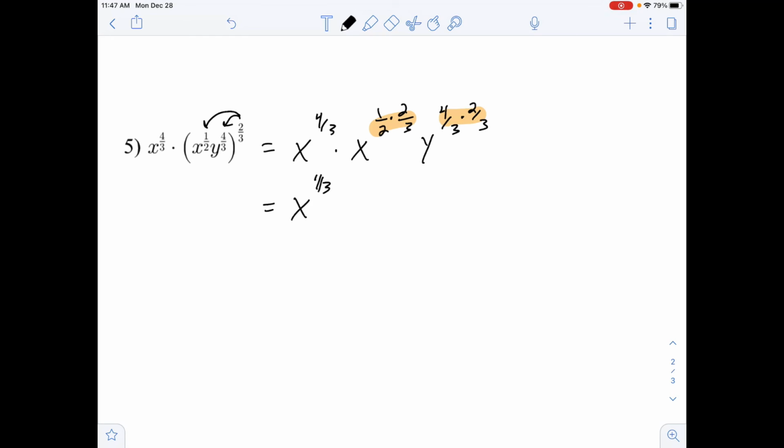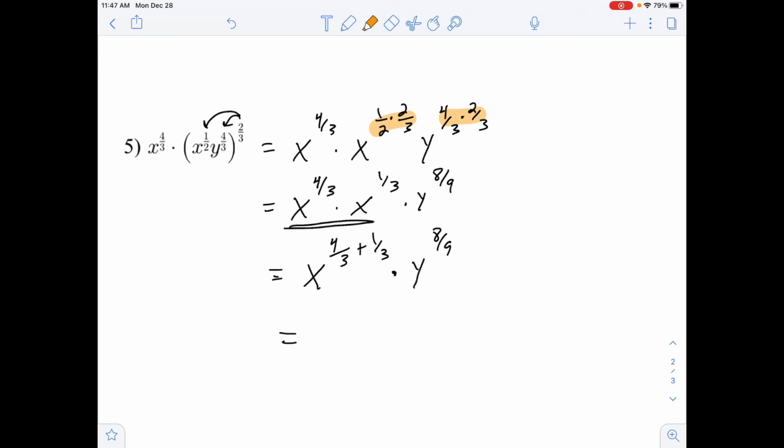So now I'm going to go ahead and do this right here. So it's going to be x to the 4/3. Let me fix that for you. I like the way that came out. Times, so then x to the 1/2 times 2/3 is 2/6, which is 1/3. And then times y, and this is going to be 8/9. So 4/3 times 2/3 is 8/9. So now what are we going to do? Well, we can multiply x to the 4/3 times x to the 1/3. Remember, when we multiply powers, we add the exponents. So this is x to the 4/3 plus 1/3 times y to the 8/9. And then we can go ahead and add that together, which is going to give us x to the 5/3 y to the 8/9. And that is our final answer.